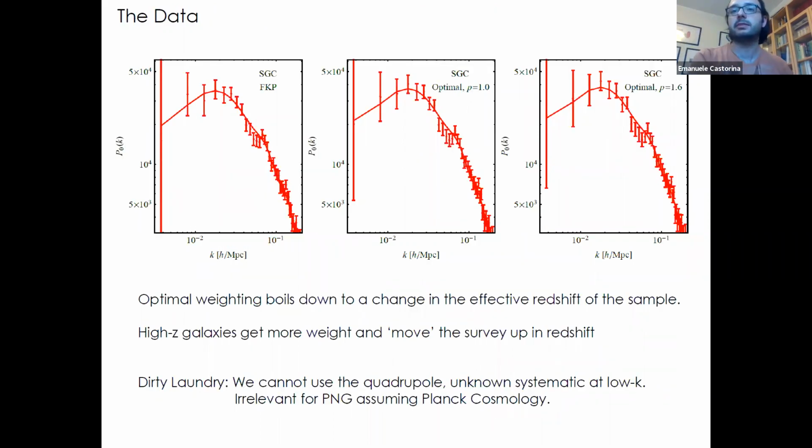So these are the measurements. And by eye, you cannot see that the error bars on the power spectrum are actually getting any smaller. Here on the left, you see the standard FKP analysis. This is just for the Southern Galactic Cap. And then there's the optimal weighting of the data and the corresponding monopole power spectrum for the case where this constant p is set to 1 and when it's set to 1.6, which is sort of the range where we expect this response to be.